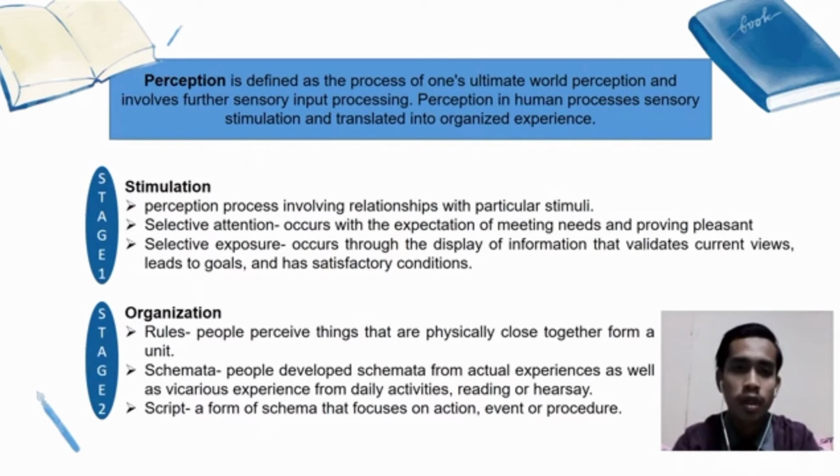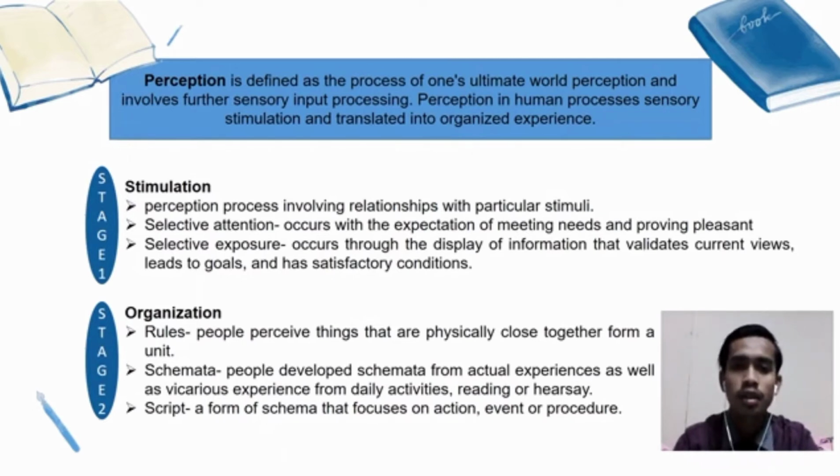Stimulation includes selective attention and selective exposure. Selective attention occurs with the expectation of meeting needs and proving present. Okay, for example, a teacher talks to a student, but the student is daydreaming. He would not listen to what his teacher says, until the teacher calls his name.